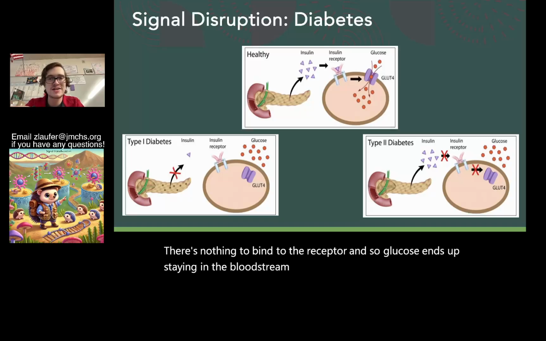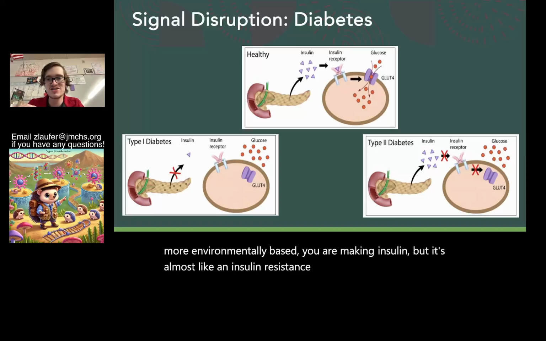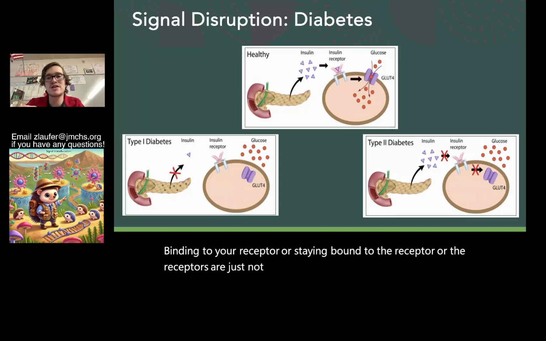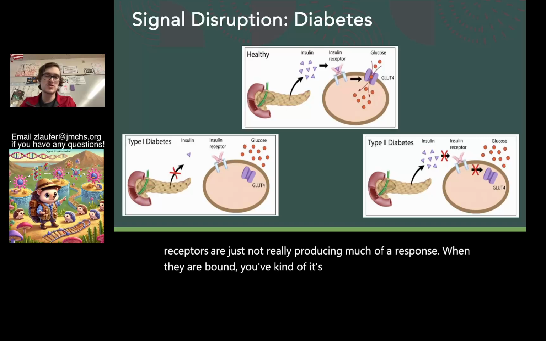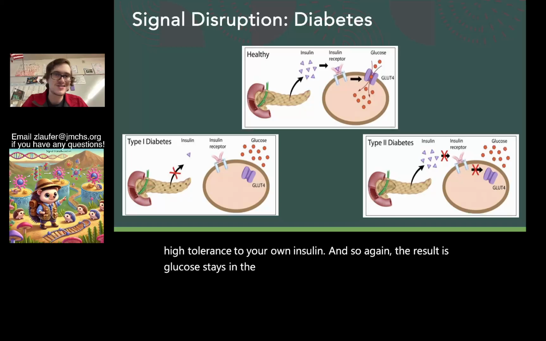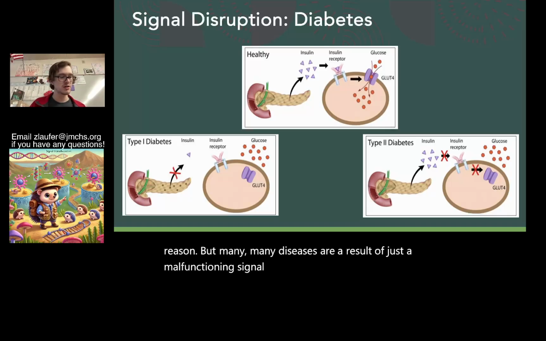Type 2 diabetes, the less genetic one, more environmentally based, you are making insulin, but it's almost like an insulin resistance. The insulin essentially just has trouble binding to your receptor or staying bound to the receptor, or the receptors are just not really producing much of a response when they are bound. It's like you're developing a super high tolerance to your own insulin. And so again, the result is glucose stays in the bloodstream, but it's for a slightly different reason. But many, many diseases are a result of just a malfunctioning signal transduction pathway.